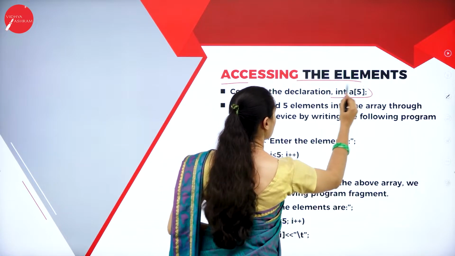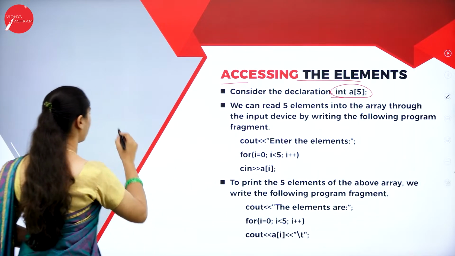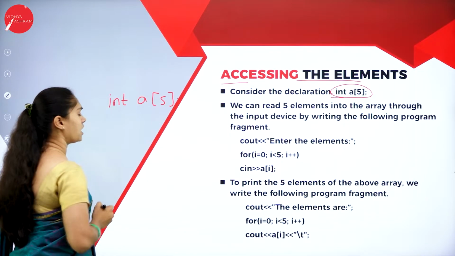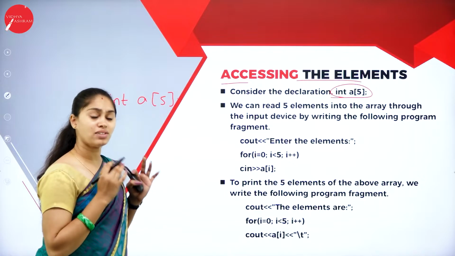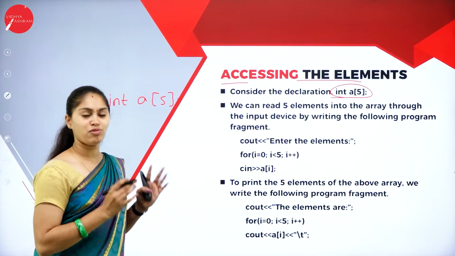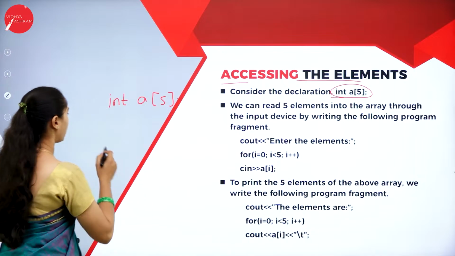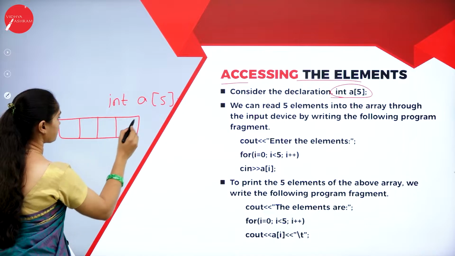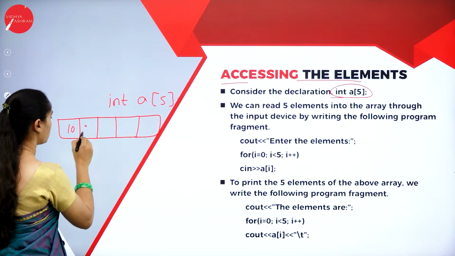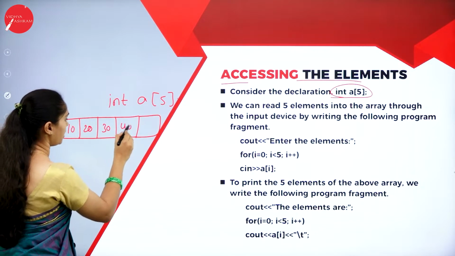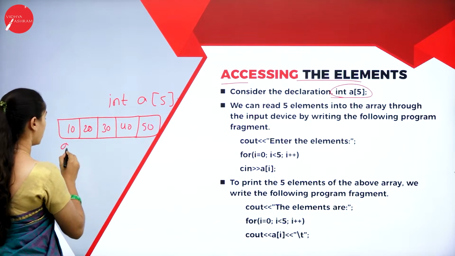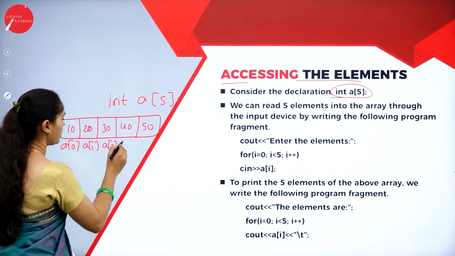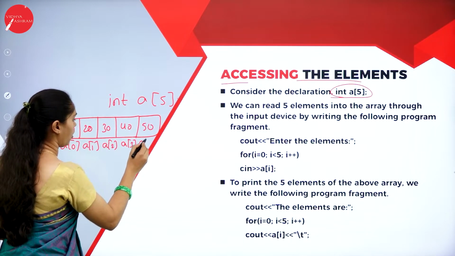So consider the declaration int a of 5. What is the declaration I am taking? Int a of 5. It means it has the capacity to hold a maximum of 5 elements in an array. So let me consider 10, 20, 30, 40 and 50. What is the location? A of 0, A of 1, A of 2, this is A of 3, and at last A of 4.